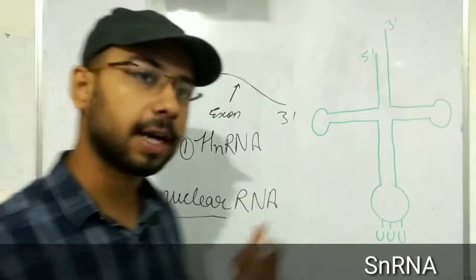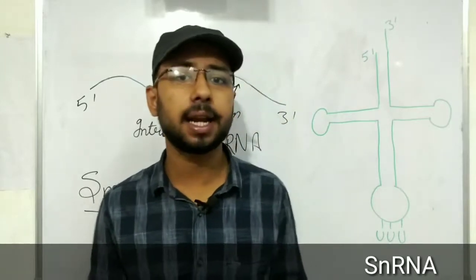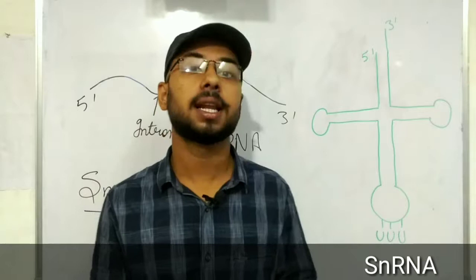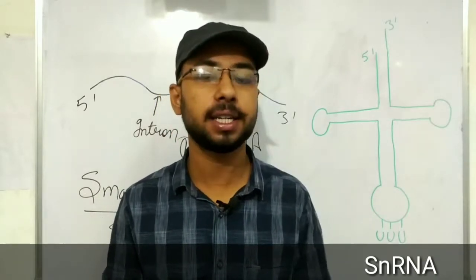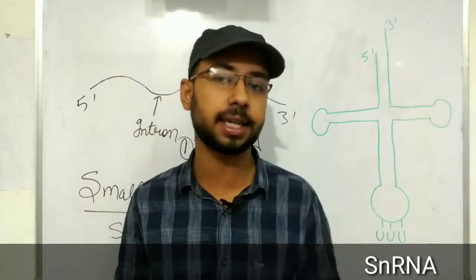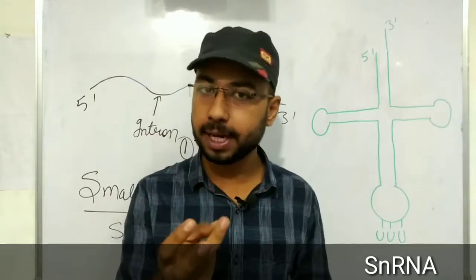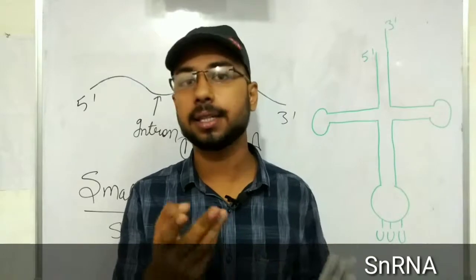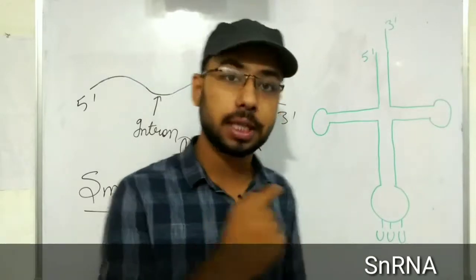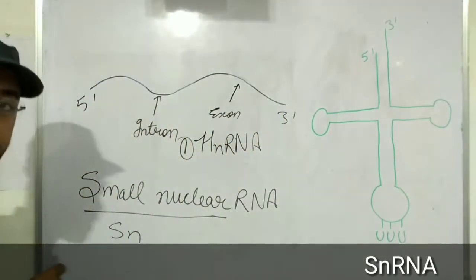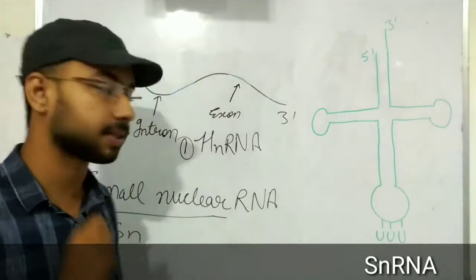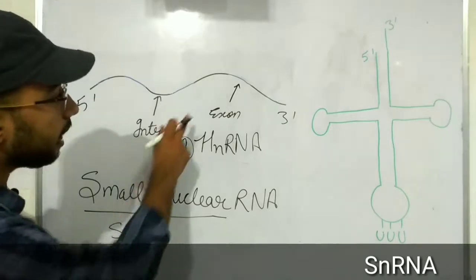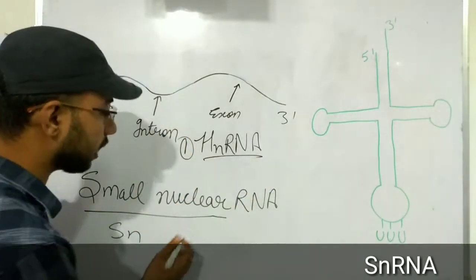But what is the function of SnRNA? SnRNA is the RNA which helps in post-transcription modification. As we studied in post-transcription modification, there are three things: first, 5 end capping, second, 3 end poly-A tail, and the third one is splicing. So SnRNA works in splicing, making the spliceosomal complex which works on the HnRNA. SnRNA and HnRNA are interlinked in their functions.